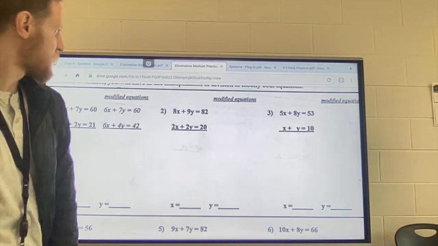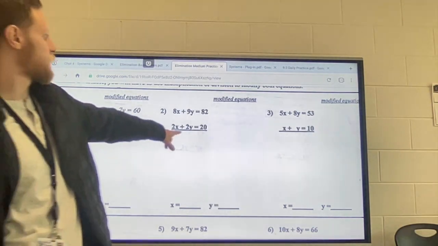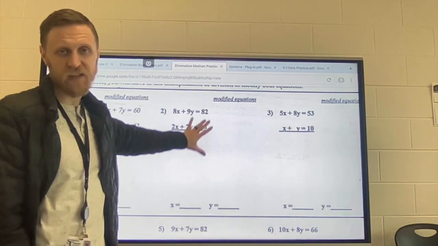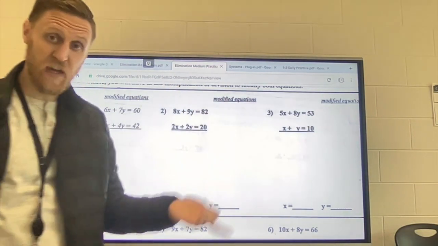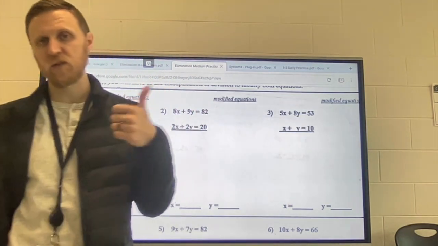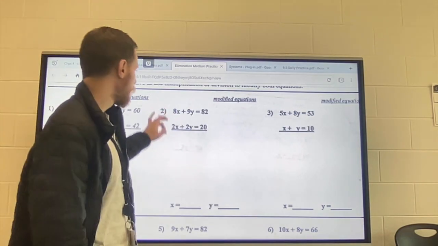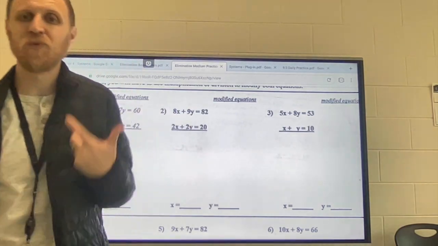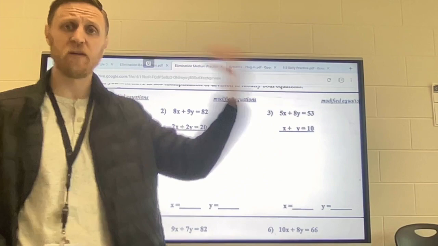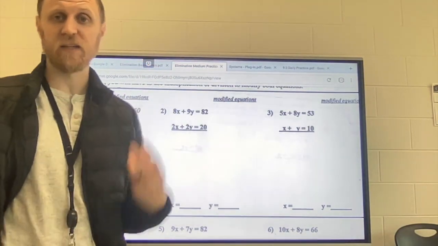That's the one that says 8x plus 9y equals 82, and 2x plus 2y equals 20. So everything is nice and lined up, so that step one that was on our last note sheet said line everything up in standard form. That's already taken care of for us, so that's good. But we don't have opposites this time, so the problem becomes, wait, if we add these up, nothing's going to eliminate. That's the whole purpose of elimination, is to get things to eliminate. So what we do is we make it so.